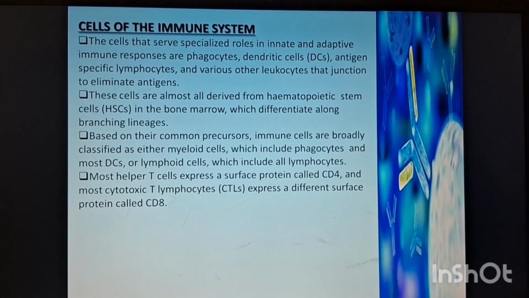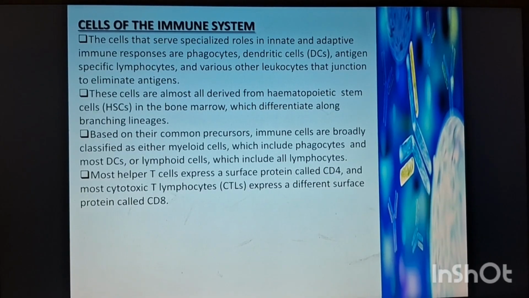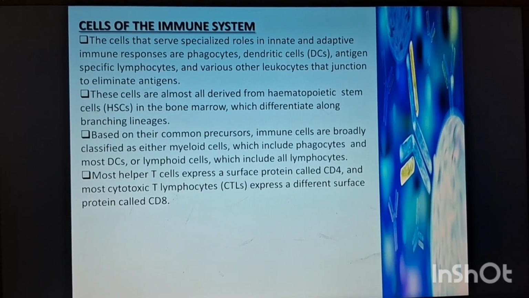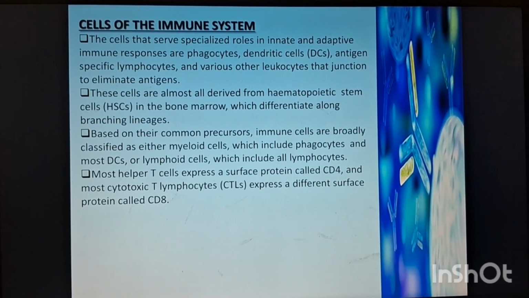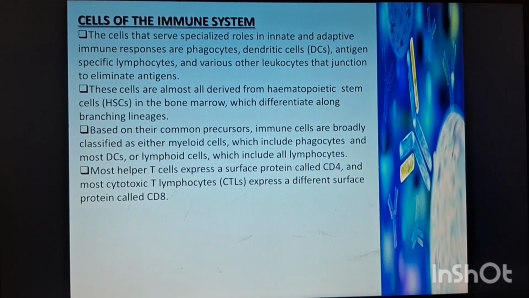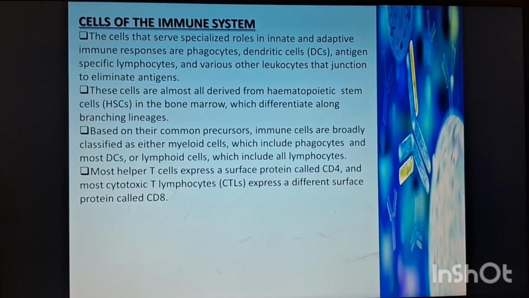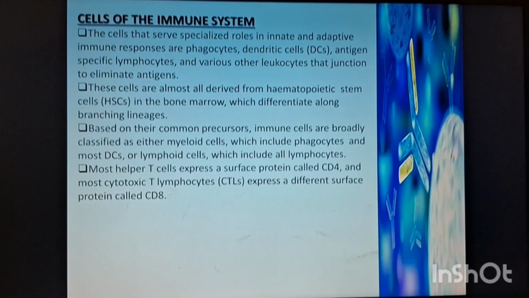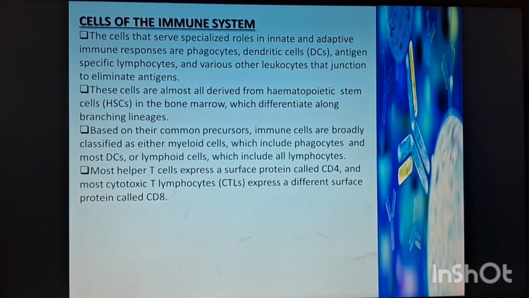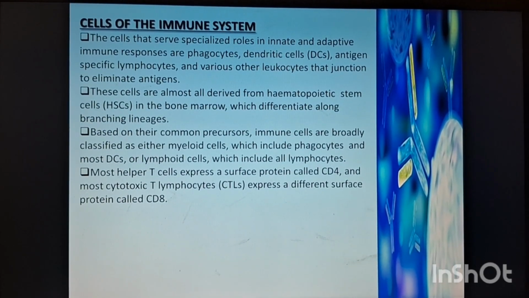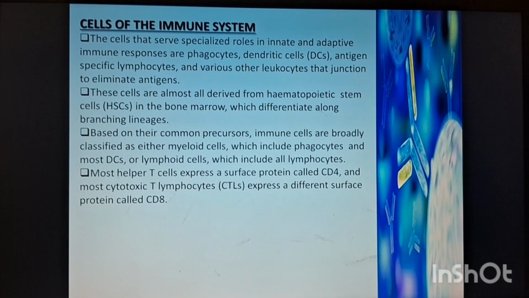These cells are almost all derived from hematopoietic stem cells in the bone marrow, which differentiate along branching lineages. Based on their common precursors, immune cells are broadly classified as either myeloid cells, which include phagocytes and most DCs, that is dendritic cells, or lymphoid cells, which include all lymphocytes.